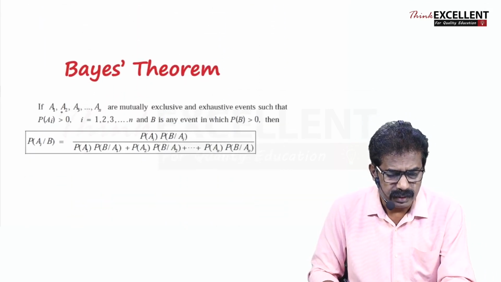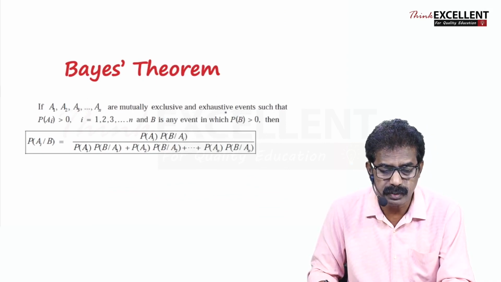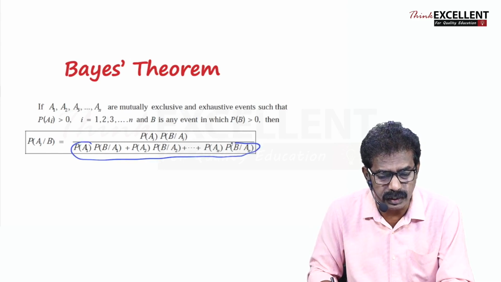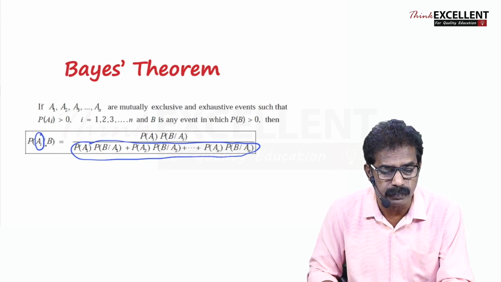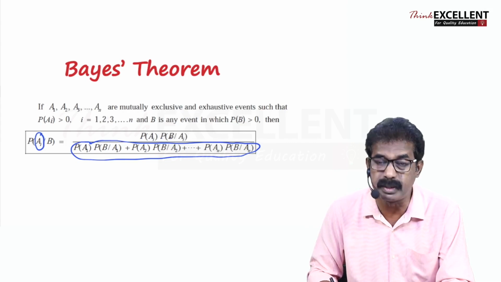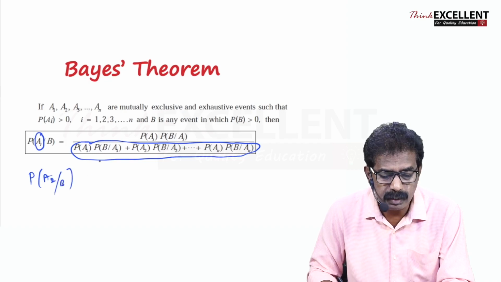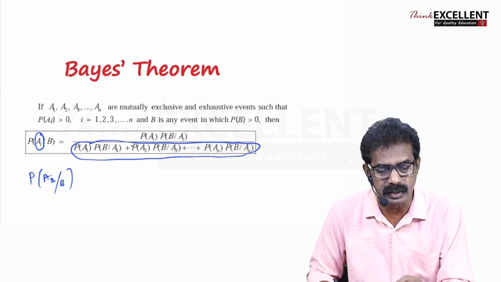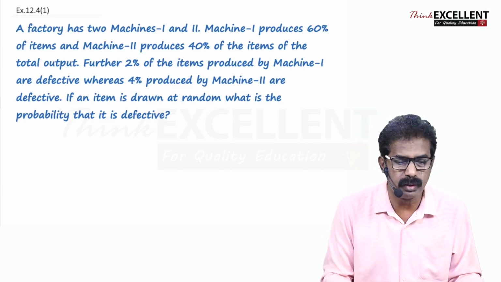And Bayes theorem, again the initial conditions are the same: A1, A2, A3, etc., An are mutually exclusive and exhaustive events. Then P of Ai given B: the denominator is the total probability, the same formula we have just seen. The numerator depends on i. If it is A1, you write the first term, P of A1 into P of B given A1. If it is P of A2 given B, the denominator remains the same, but in the numerator you write P of A2 into P of B given A2. So that is Bayes theorem. When you do the sum, you can understand better. It's a very, very simple thing, only the question looks a little lengthy.